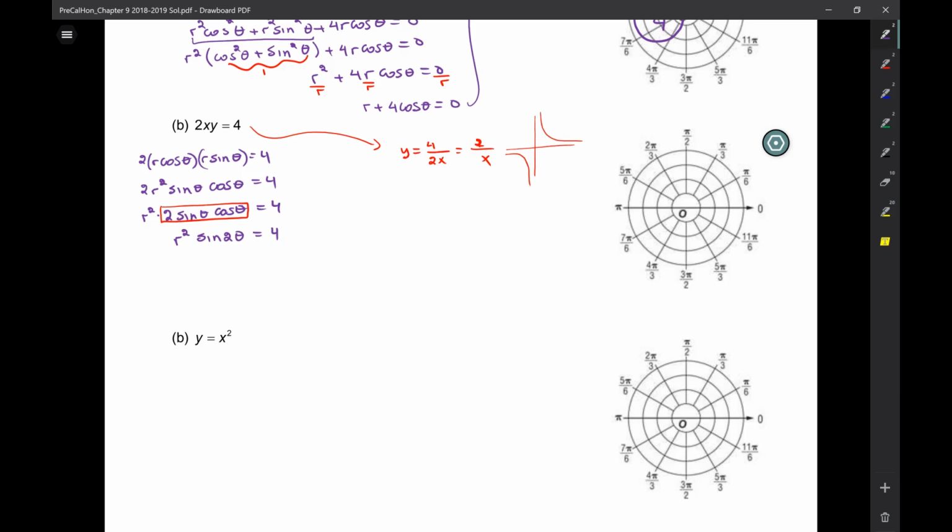Okay? Now, we've seen lemniscates, right? Which are r squared equal to something. So we know that it's okay to get an r squared. So let's just solve it for r squared. It'll be 4 over sine 2 theta. Okay? Believe it or not, we're pretty much done. Normally, we don't leave it as 4 over sine. It would be cosecant of 2 theta. So r squared is 4 cosecant 2 theta.